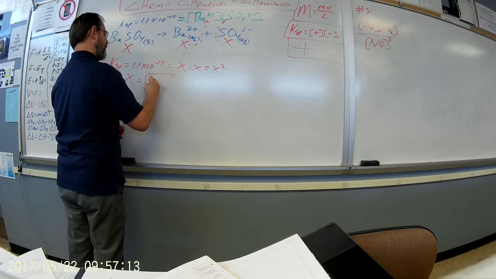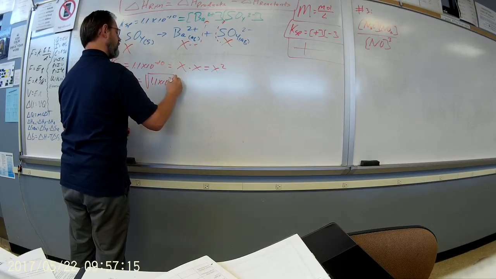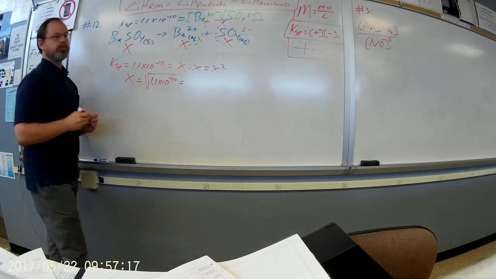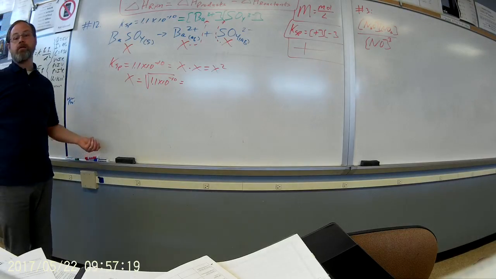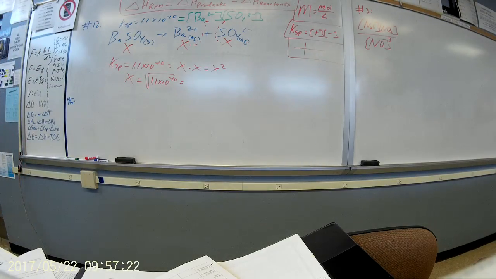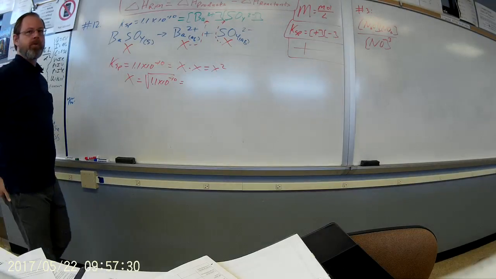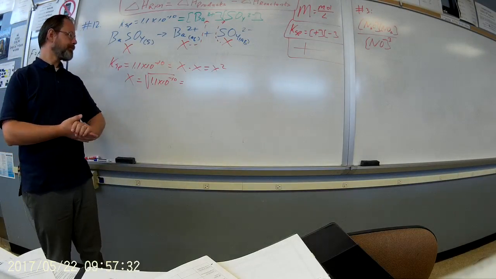That means our X is the square root of 1.1 times 10 to the negative 10. Feel free to do that. Yeah, if you don't have a calculator, get one up. You're going to need a calculator for what we're doing today.